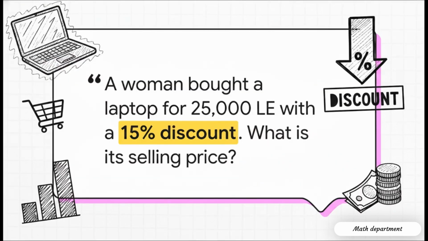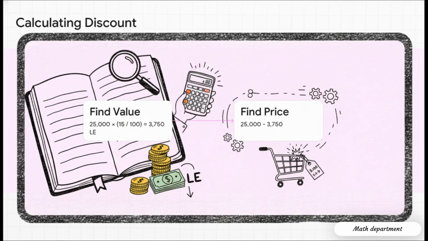Let's put this into practice with a real scenario right from your sheet. A woman bought a laptop from an electronics store. The list price of the laptop is $25,000 LE, and there's a discount rate of 15% on the listed price. What is its selling price after the discount? Now pay close attention to this one because this is a common exam question. It tests if you remember to do both parts of the equation. Watch how we map this out step by step.